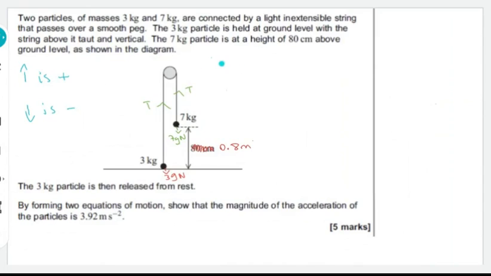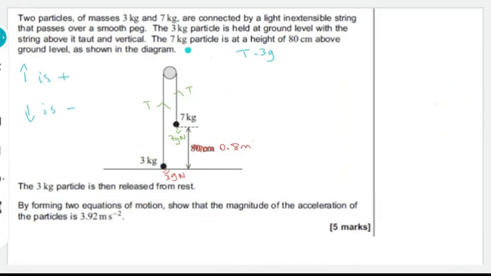Okay, so with these connected particle questions, I think a good and easy way to think about it is to separate the systems. If you separate the systems into two components, then it makes it much easier to work with. So if I look at the 3 kilogram mass for the moment, the forces acting on it are tension, which is positive because we said up is positive, and the 3g, which is acting downwards, so it's minus 3g.